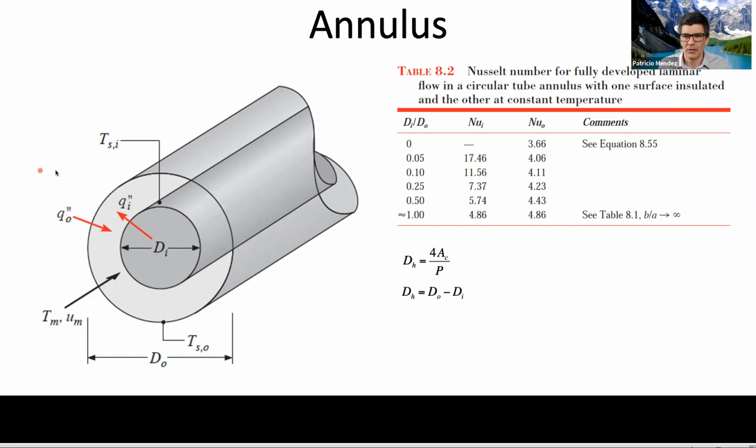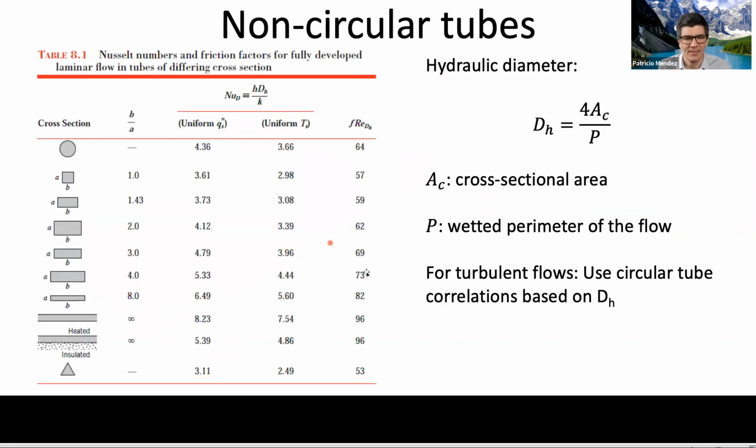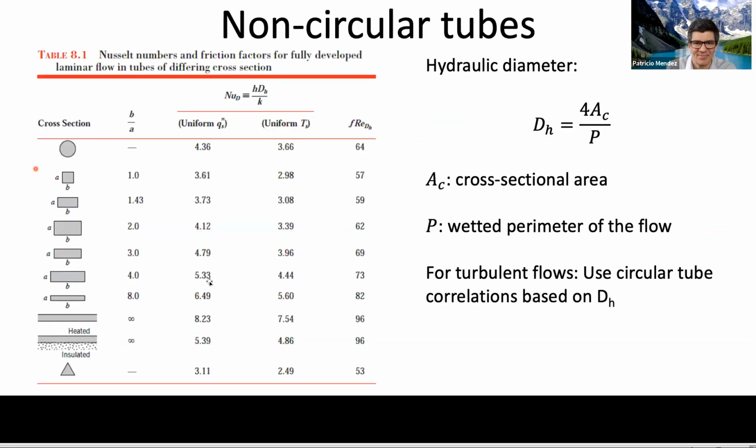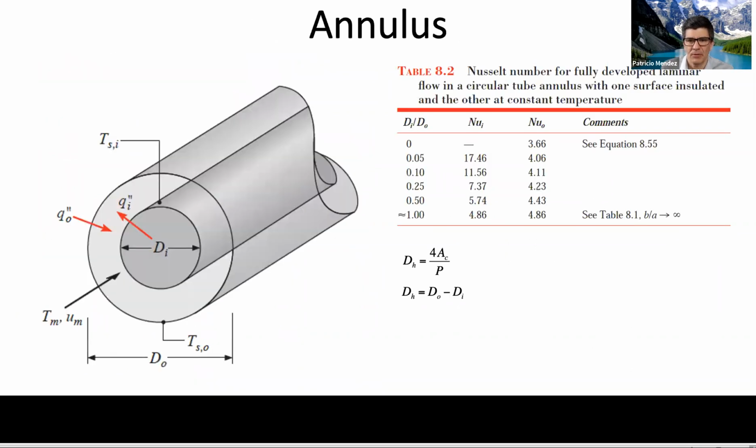And what do we look at? We look at table 8.1, right? This one here, B over A equals infinity, right? And for uniform temperature, this 4.86 is what appears here, 4.86 for uniform temperature and insulated on one side and heated on the other. Check out this, how cool, because this made sense. We do not have formulas, right?